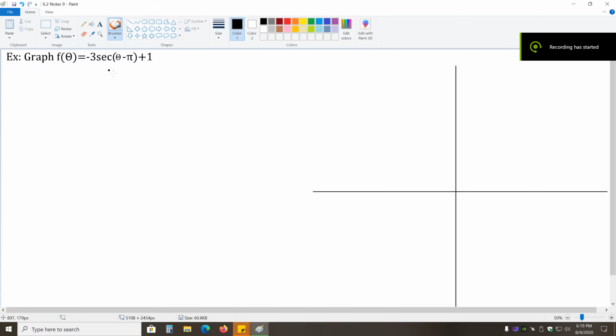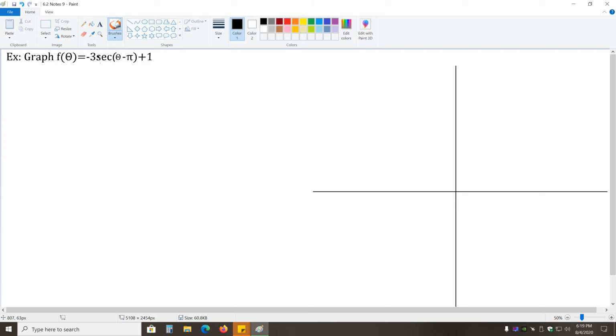Okay, so for this problem, go ahead and take a moment. See if you can graph f of theta equals -3 secant of theta minus pi plus 1. Try to approach it like the last example we had.